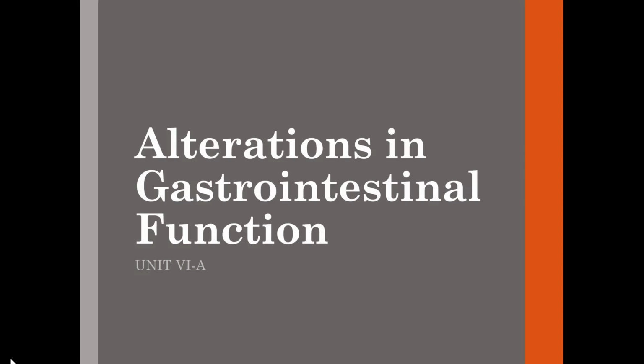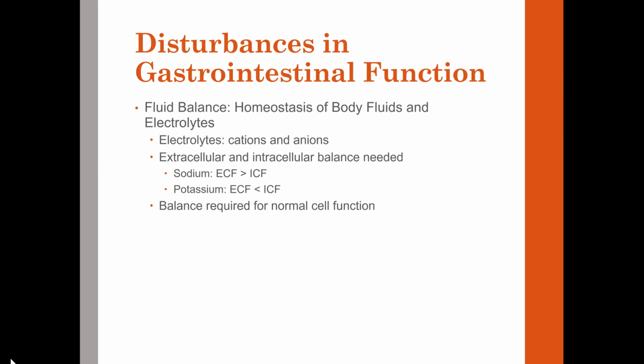This is Unit 6A, Alterations in Gastrointestinal Function. It's pretty basic, so I'm going to try and be as quick as possible for you guys. On page 461 in the book, there are normal electrolyte values, so you might want to be able to just recognize normal, like potassium and sodium and calcium and etc.